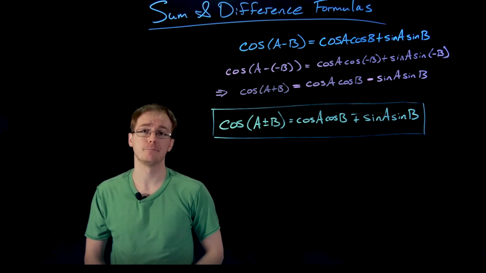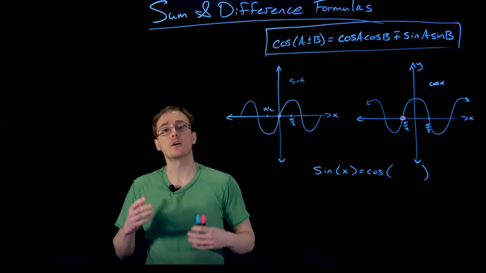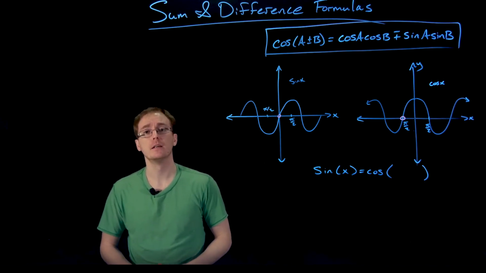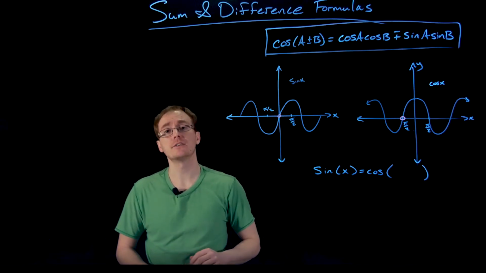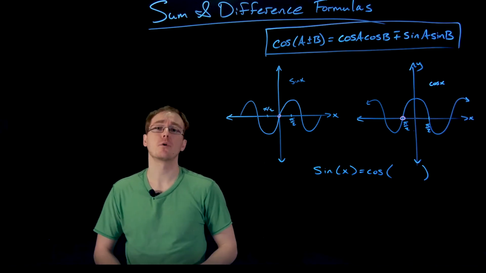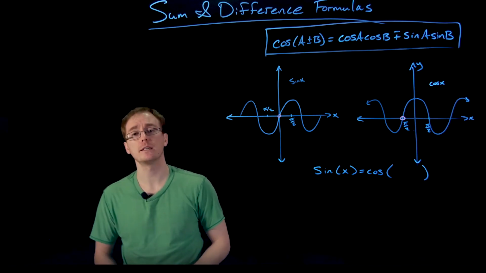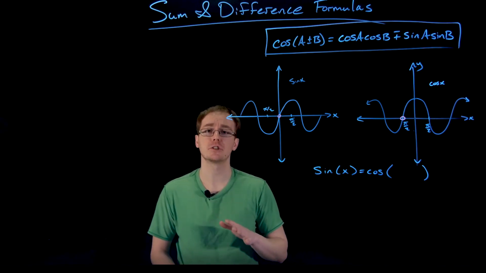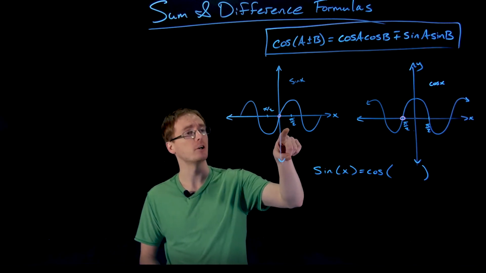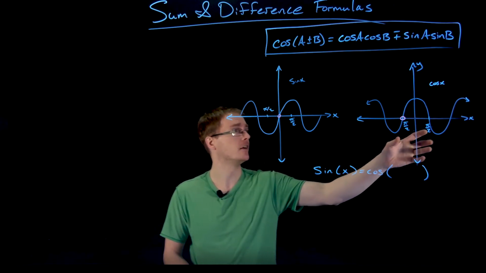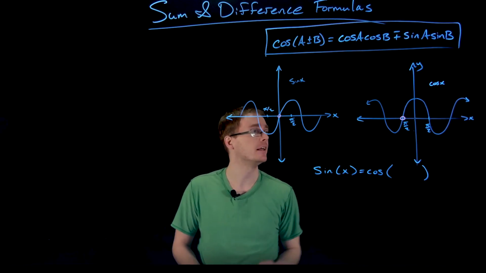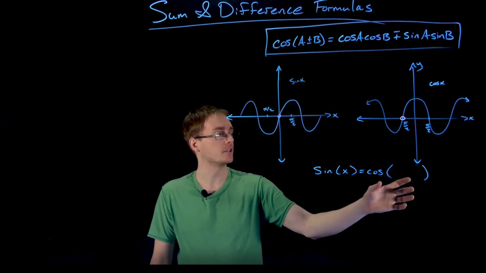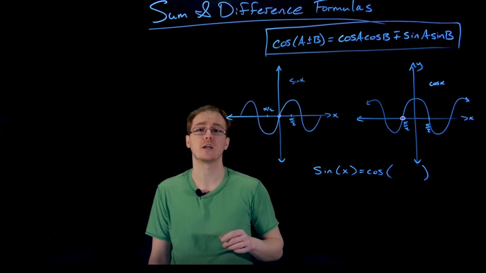I want to very quickly derive our sine sum and difference formulas, or at least talk about how to derive them. So it's going to start with our cosine sum and difference formula, and also an important relationship that we observed earlier between our sine and cosine function, and that they are just shifted versions of each other horizontally. Right here I have a little sketch of our sine graph and a sketch of our cosine graph. And so what we want to do is think about how we can express our sine function as a transformation of our cosine function.